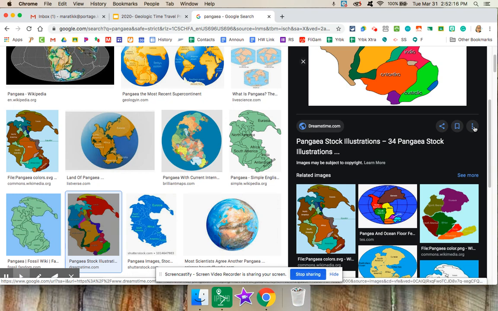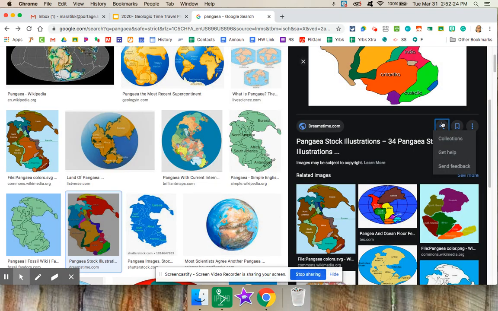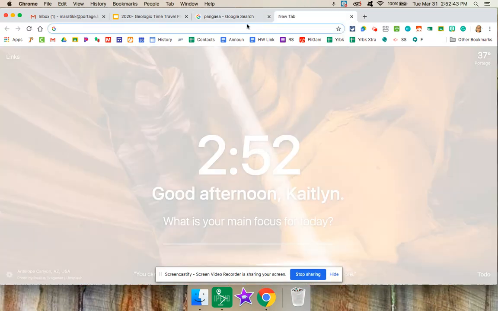So if I go here and I click on it, let's see, share. So I click on, do you see where I've clicked here? If you look kind of in the middle-ish of the page on the right, there's the three dots. There's that little bookmark thing, and then there's this little sideways V, that's the share. Click here to copy the link. That's what I want. http://images.app.google.